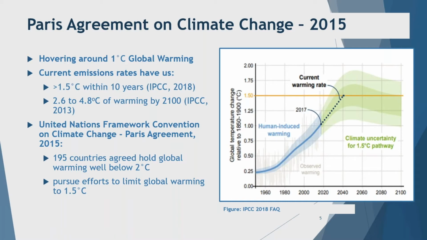With the Paris Agreement, the agreement by 195 countries was to hold global warming well below 2 degrees and to pursue efforts to limit global warming to 1.5 degrees. And the current predictions are that if we continue to emit greenhouse gases at the rate we're doing at present, we could be exceeding 1.5 degrees of global warming within 10 years, and we could be reaching 2.6 to 4.8 degrees of warming by 2100.